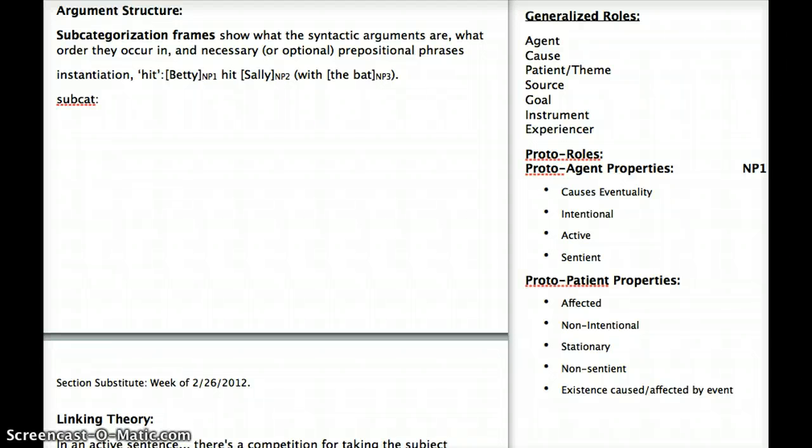So an example of making a subcategorization frame for hit is one where we look at the various distributions of this verb and its arguments and determine what semantic roles, our generalized roles from above, match up with which syntactic positions with respect to the verb, and then whether they're required or optional. So optional is going to be indicated by parentheses.